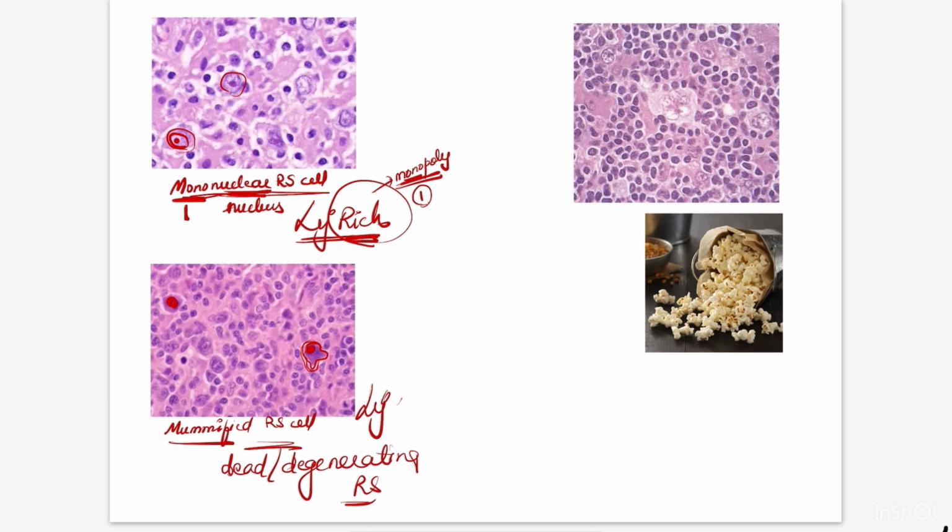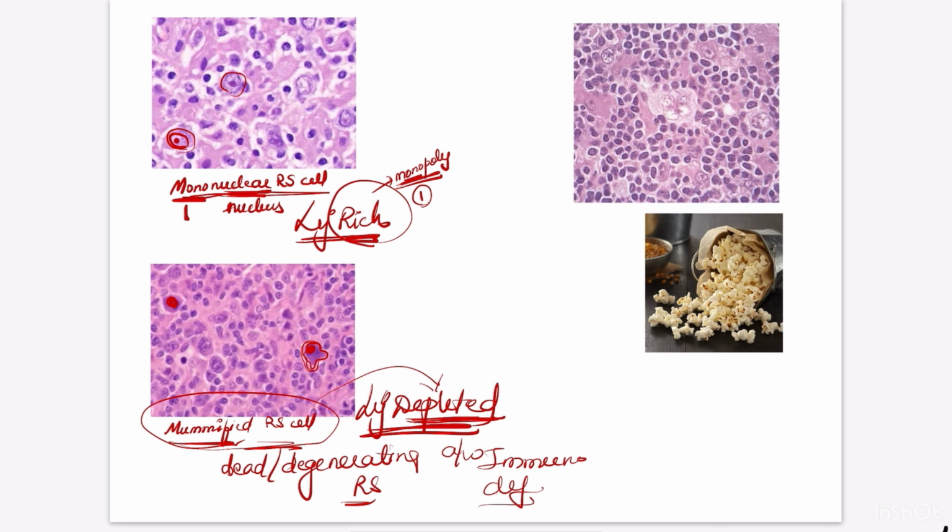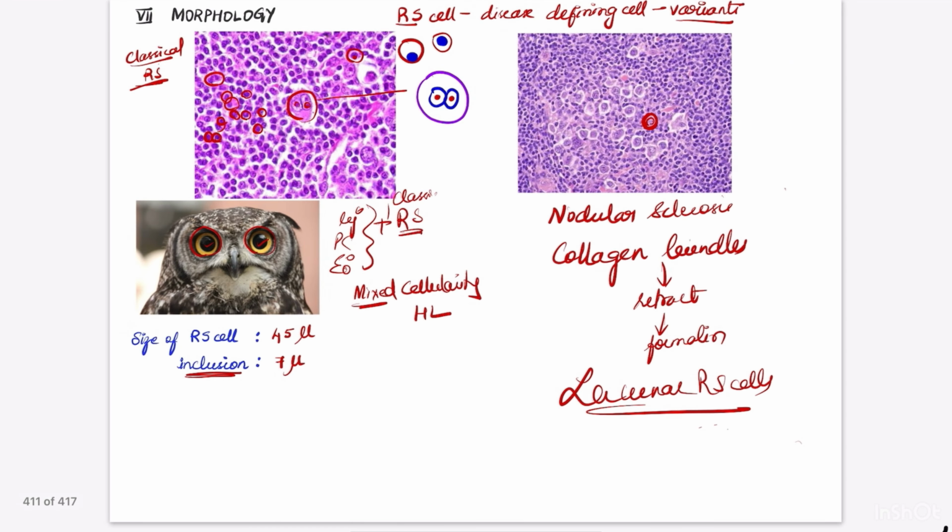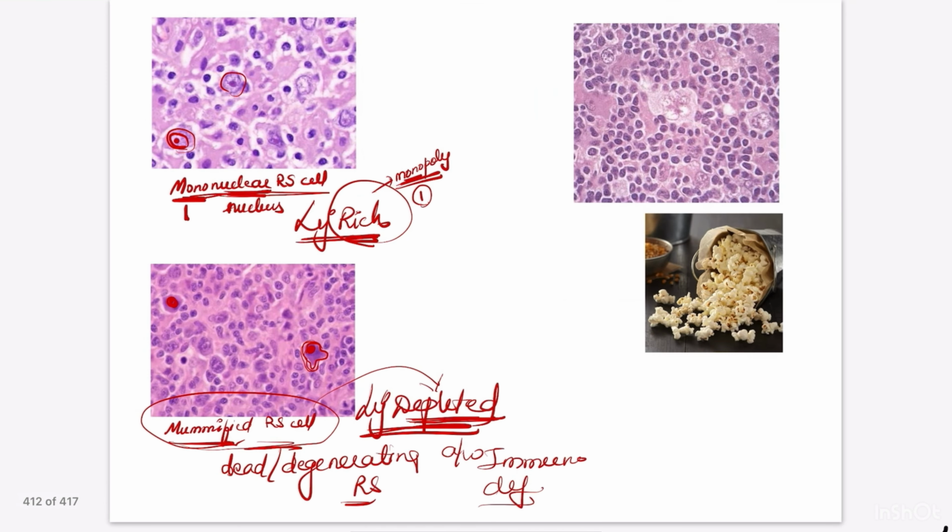These are found in lymphocyte-depleted variant. Depleted means there's scarcity or there's dead degenerating. You can remember depleted as dead degenerating. Hence, mummified RS cell is found in lymphocyte-depleted, most commonly associated with immunodeficiency syndromes. This is about the classical RS cell found in mixed cellularity, nodular sclerosis characterized by presence of lacunar RS cells, mononuclear RS cell found in lymphocyte-rich, mummified dead seen in lymphocyte-depleted.